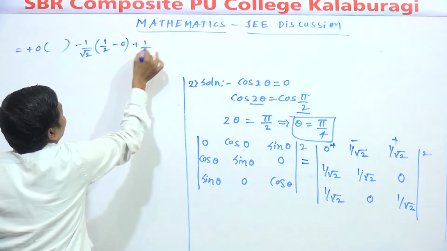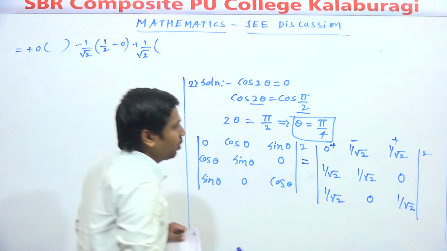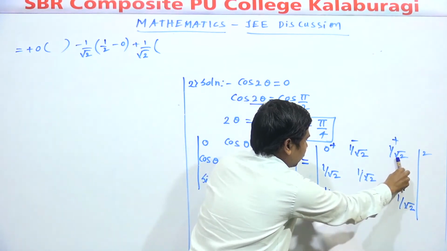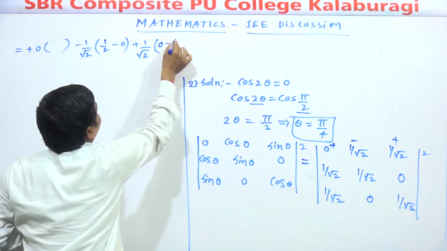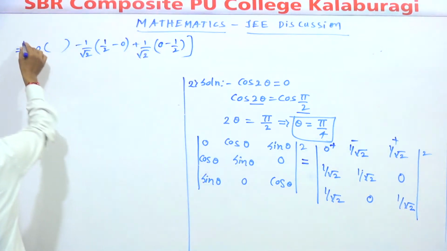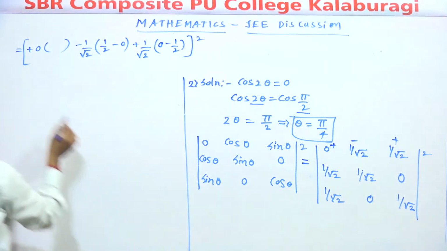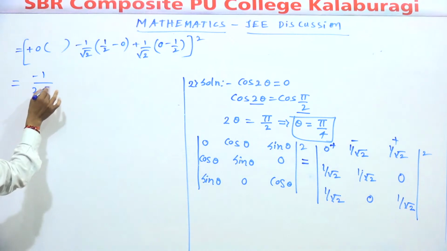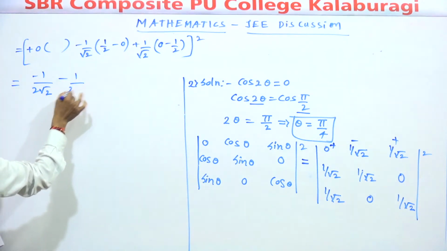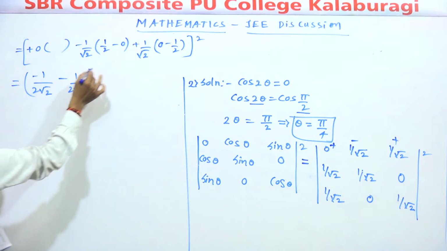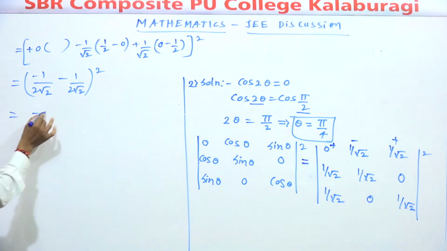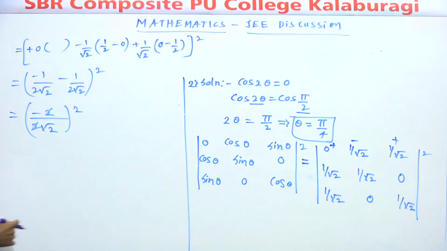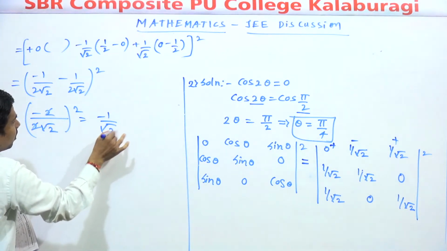Plus 1 by root 2 plus 1 by root 2, suppressing first row, last column. So 1 by root 2 is 0, 0 minus 1 by 2. Its square it is, right? How much is it? Minus 1 by 2 root 2. This also minus 1 by 2 root 2 whole square, right? So this becomes minus 2 by 2 root 2 whole square. So 2 gets cancelled. It is minus 1 by root 2 square.